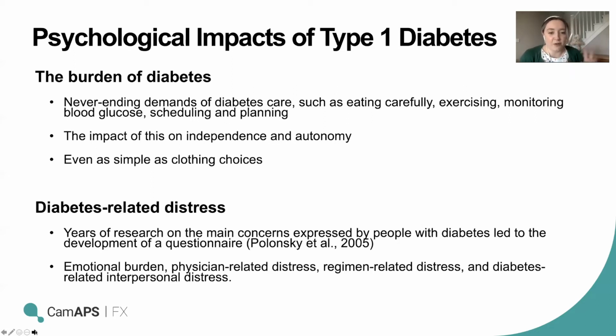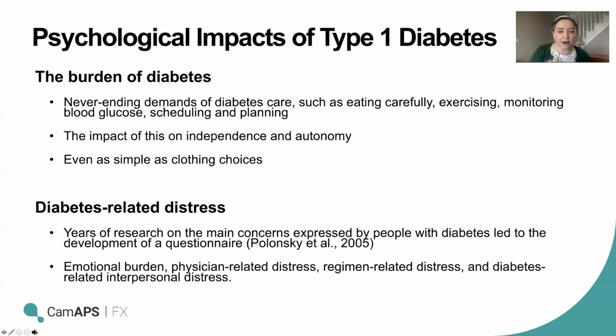I wanted to briefly mention that there was actually a specific measure developed after interviewing a lot of people with type 1 diabetes, to see what were the core areas in which diabetes-related distress tends to present itself. And that's a scale called the diabetes distress scale.